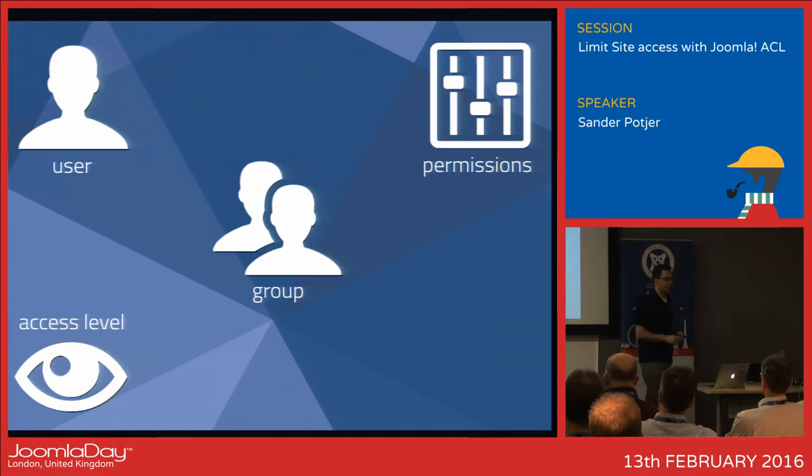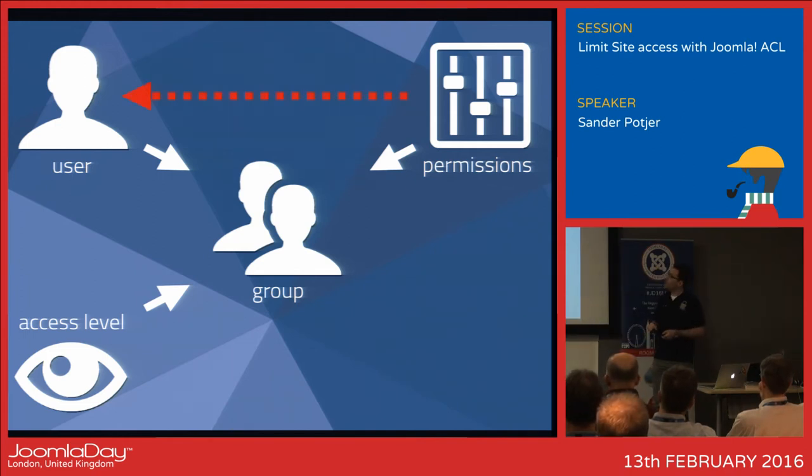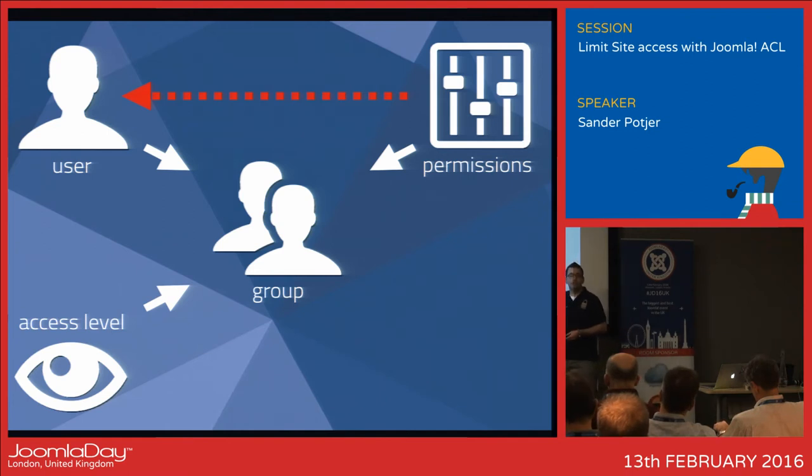So how is the relation between this? A user is assigned to one or multiple user groups. Then we have the permissions, which are set for a group. And the access level contains one or multiple user groups. So the groups are always in the middle. It also means that you can't assign permissions directly to a user. A lot of people are wondering if it's possible to set that. No, the group is always in the middle. So that also means that if you want to have specific access for one user, you still have to create that group, set up the permissions for it, and assign that single user to it.